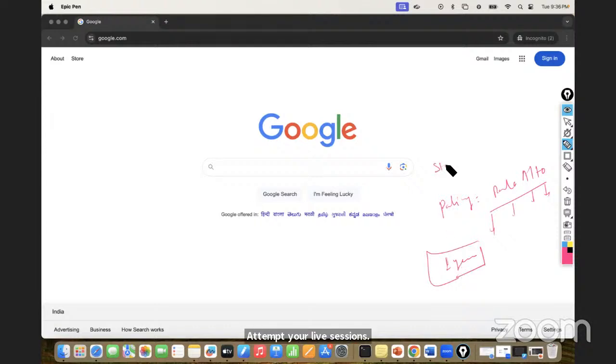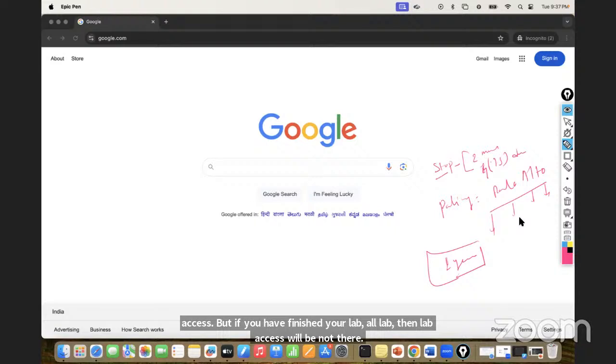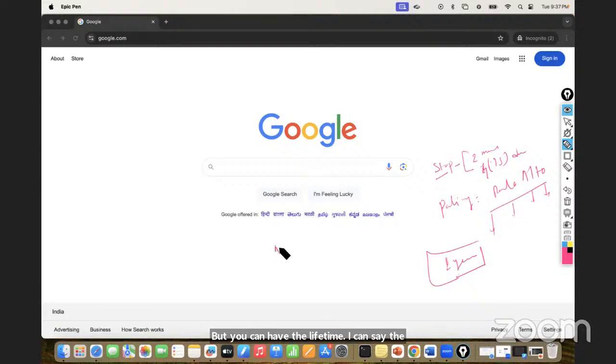Lab, you have to stop. If you're not attending the class, you have to stop the lab, because lab is by default 2 months access, 2.5 months you can think, about 45 to 75 days. So if you don't want to do lab, you have to stop. Next time when you join, you can get the lab access. But if you finish all your labs, then lab access will not be there. But you have a lifetime opportunity. Anytime you want to brush up your knowledge, you can test your skills. If you have any question, you can join any live batch, come and join and enjoy the session.